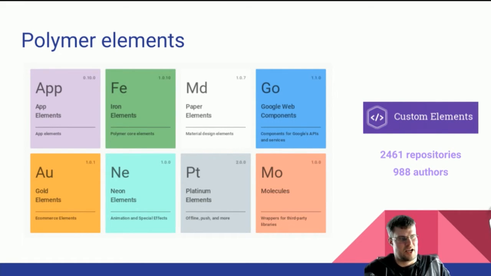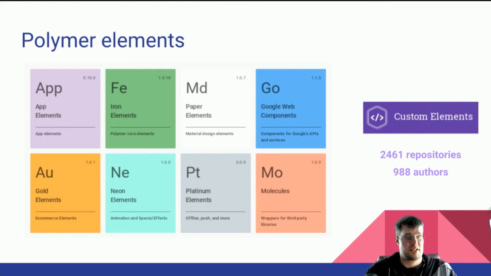So Polymer then, a lot of elements. They have actually structured the Polymer elements into different groupings. We have the app elements, and these are used to build your applications. So you have routing, you have localization, and so on in that package. You have the iron elements, and these are more of a functional kind. You have some iron AJAX, for instance, to fetch things from the network, and iron icons, which could take any SVG and display that as an icon.